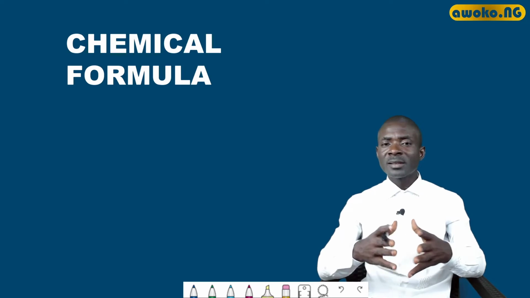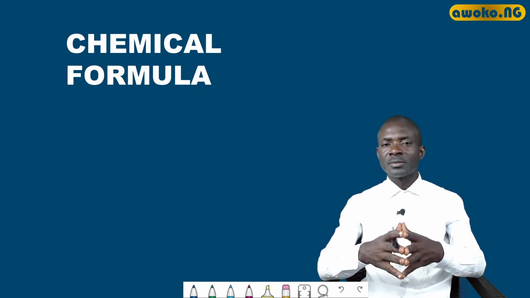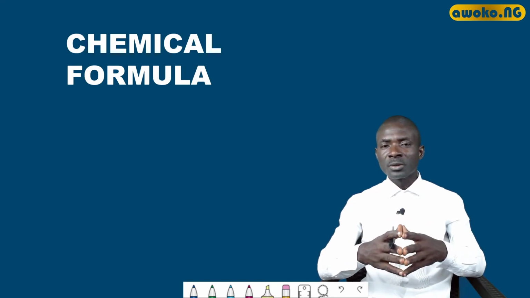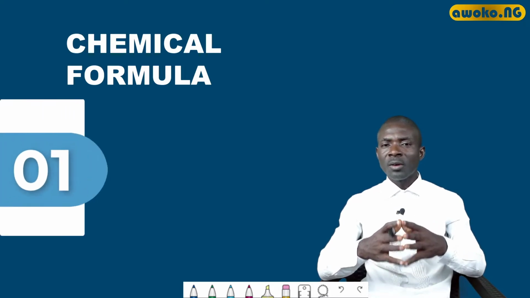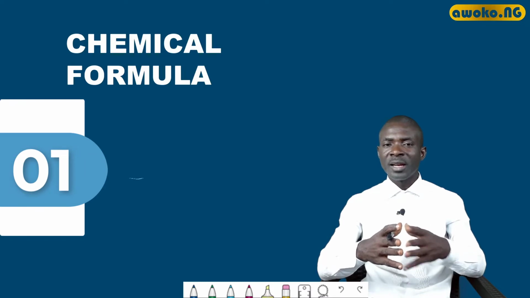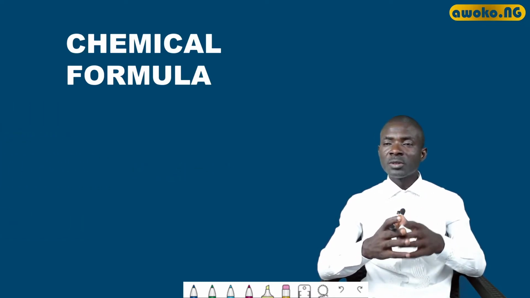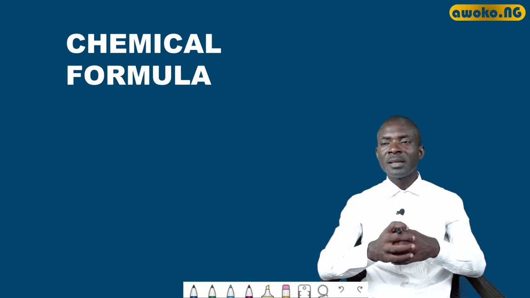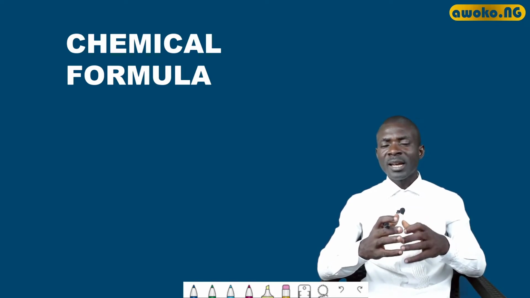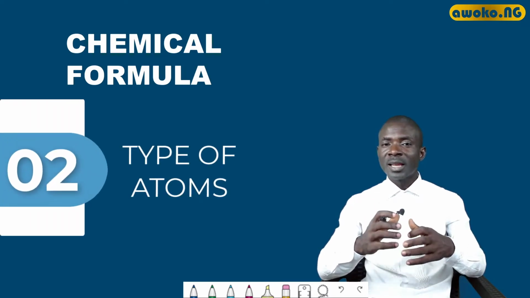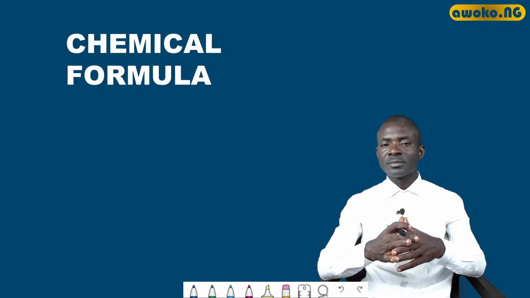How do we write the correct chemical formula of a compound? To write the correct formula of a compound, there are certain rules that must be obeyed, and there are also certain areas that must be considered. Number one of these areas is the area of valency. For you to write the correct formula of a compound, you must know the valency of the individual elements that make up the compound. Another thing you must know is the types of atoms that combine to form the compound.